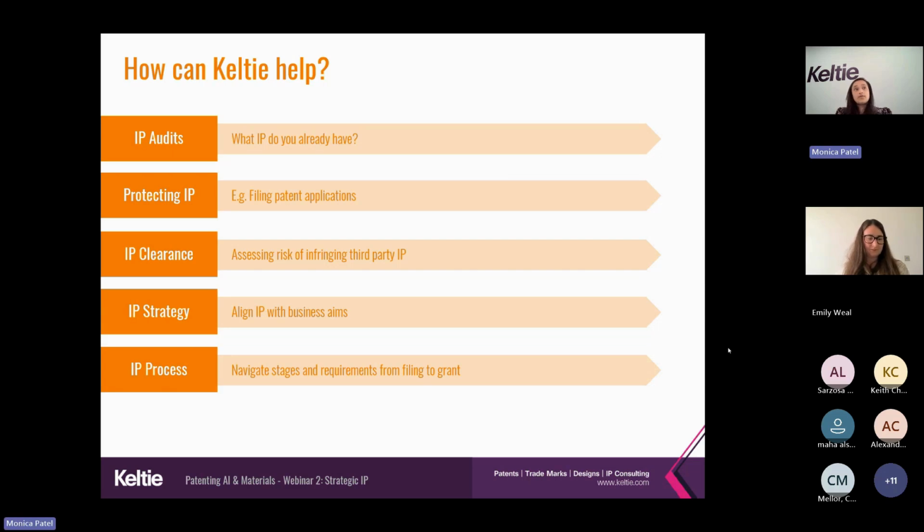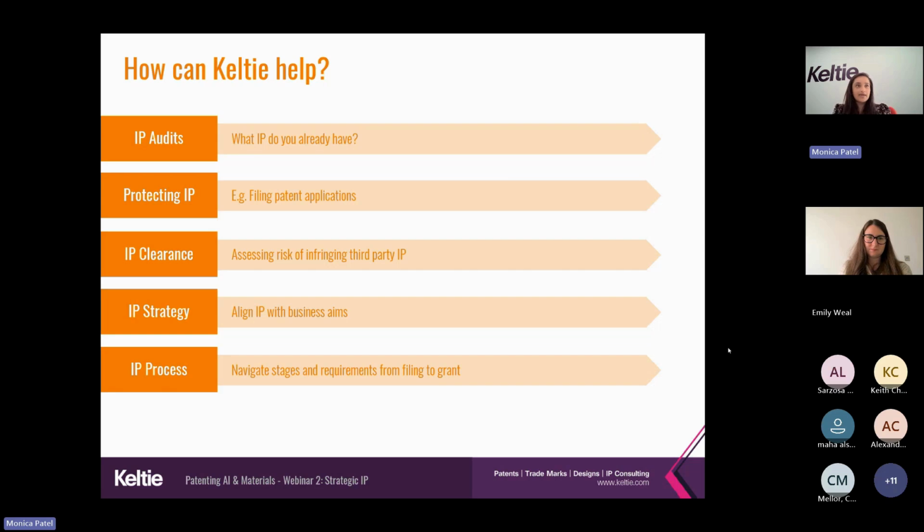So we can help with protecting the IP. We regularly draft and file patent applications, file registered designs and trademarks as well. Any sort of advice or questions around patent searching or patent landscaping, IP clearance, IP strategy, that sort of thing, we could help with that as well.